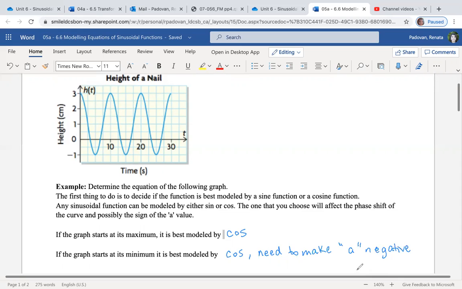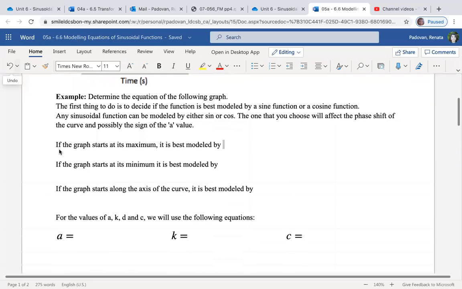Then down below that, if you have printed out the PDF, it's going to say if the graph starts along the axis of the curve. Meaning if I'm starting here along the axis and I have part of it going up, part of it going down below, part of it going up, part of it going down below. That's the equation of the axis. That is going to be best modeled by sine. If it starts along the axis of the curve, it is best modeled by the sine curve.